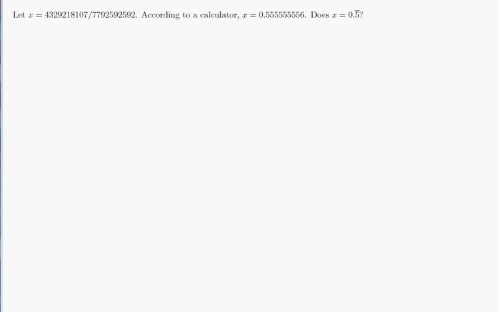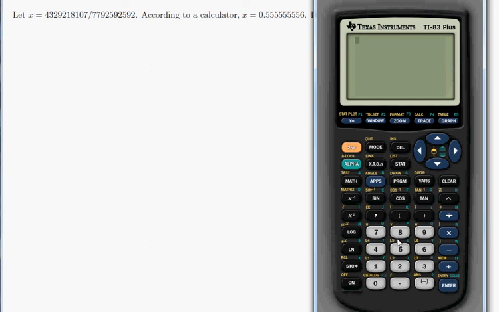Let's take a look at this review problem indicating don't always believe everything on your calculator. Let x be equal to this very large fraction, and let's plug it into a calculator and see what happens. 43292181107 divided by 7792592. And when we plug in, we get 0.5555556, and that's basically the same thing.